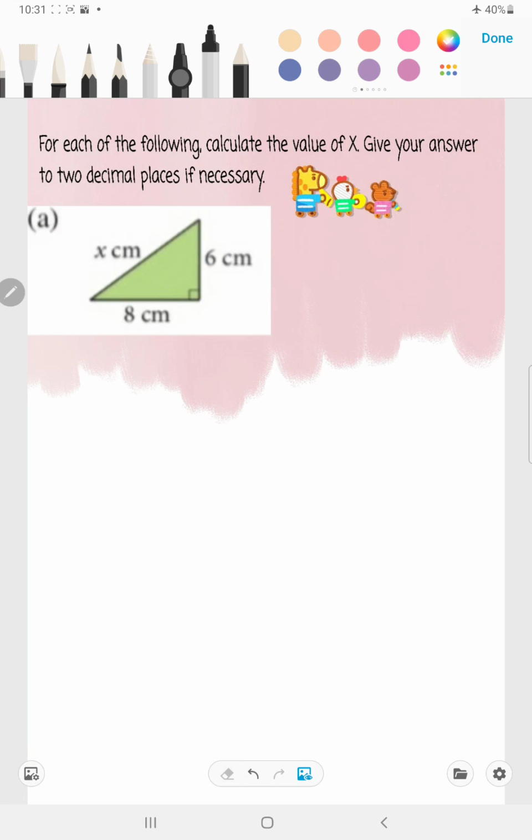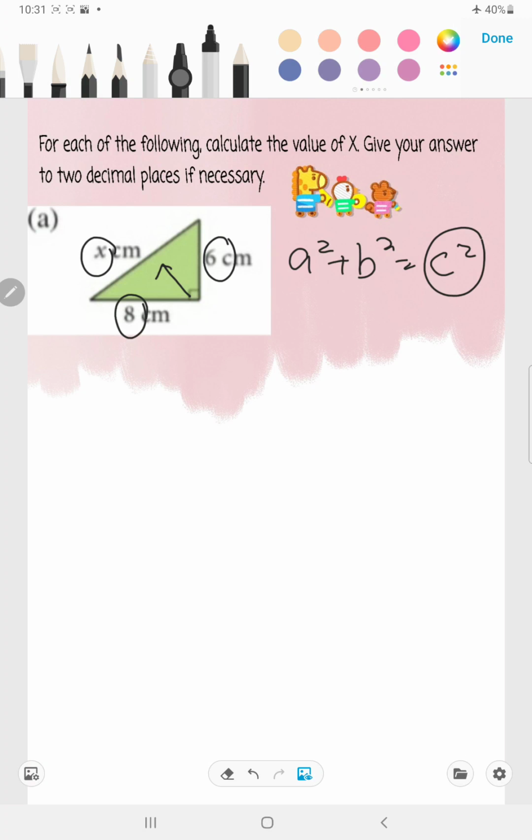Now let's carry on to the next question. For each of the following, calculate the value of x. Give your answer to 2 decimal places if necessary. To solve this question, we have to apply the formula of Pythagoras Theorem. So here x is the hypotenuse. The formula is a square plus b square equal to c square. So c square is x square in this diagram. So if we want to find x, we have to add 6 square and 8 square, and you will get x square.